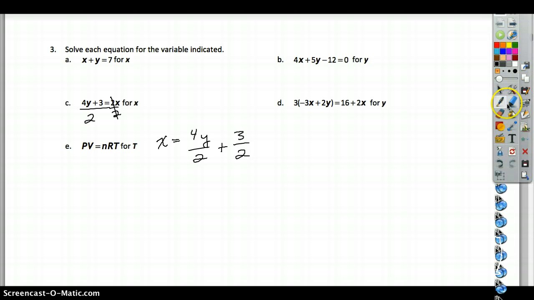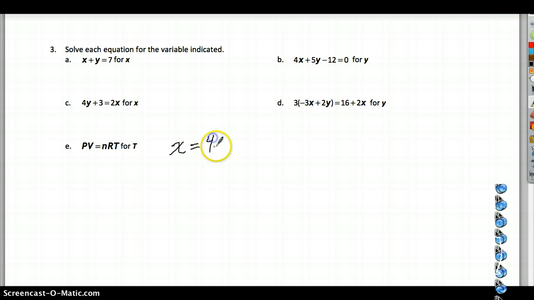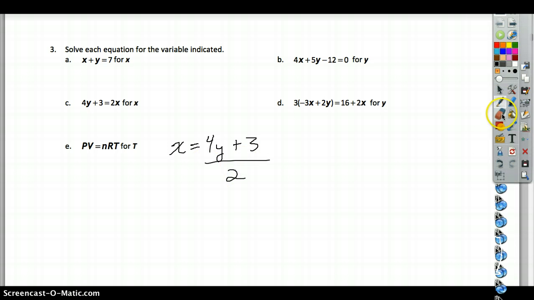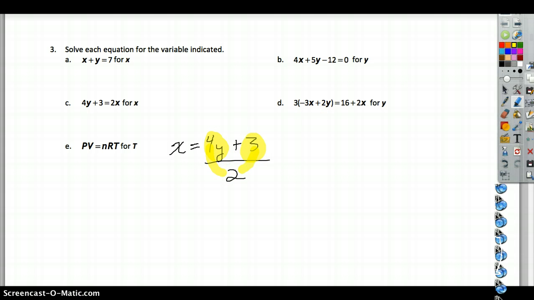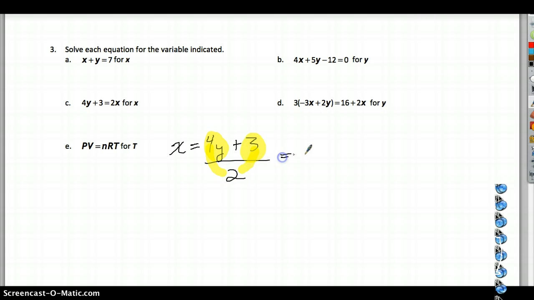And you guys might not be used to seeing it like that. Maybe you'd be used to seeing x equals 4y plus 3 all divided by 2. But remember what I said, we can actually distribute that 2 to both things. So the 2 gets distributed to the 4y, and the 2 gets distributed to the 3. So I have to divide both terms by 2. So another way to write this would be 4y divided by 2, because we distribute that way, plus 3 divided by 2.